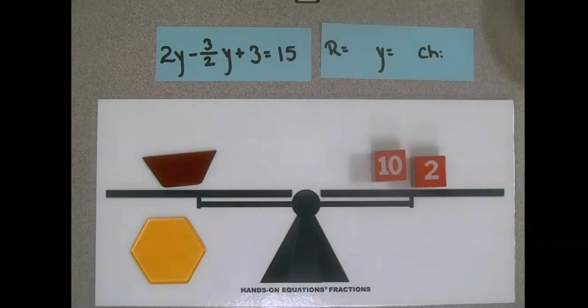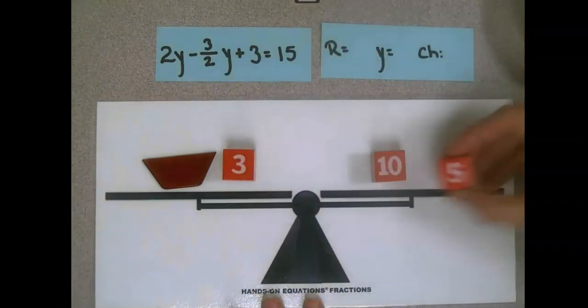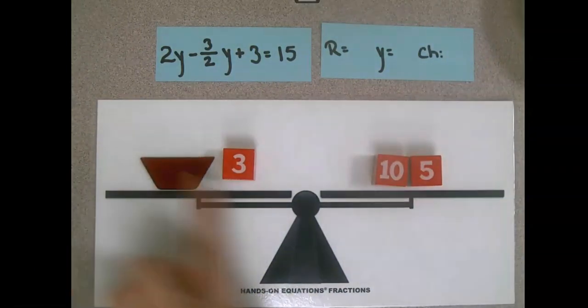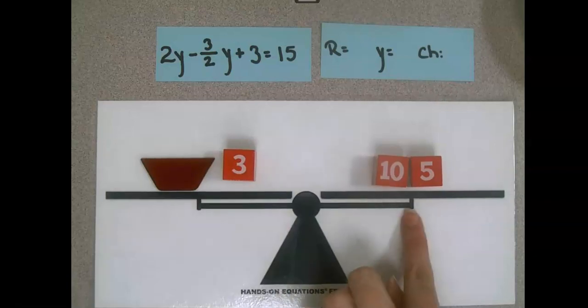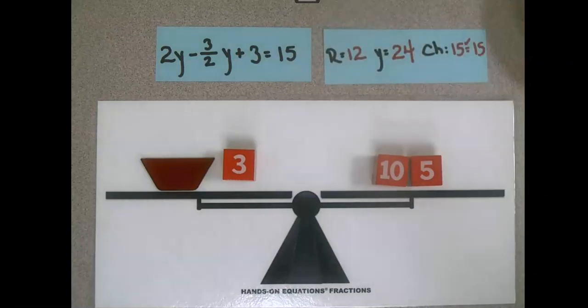do the check. To do my check, I will go back to my original setup. This was 3, that's a 5. So if my red is worth 12, on this side I have 12 plus 3 is 15. On this side I have 15. So my answer is red equals 12, yellow equals 24, and my check is 15 equals 15.